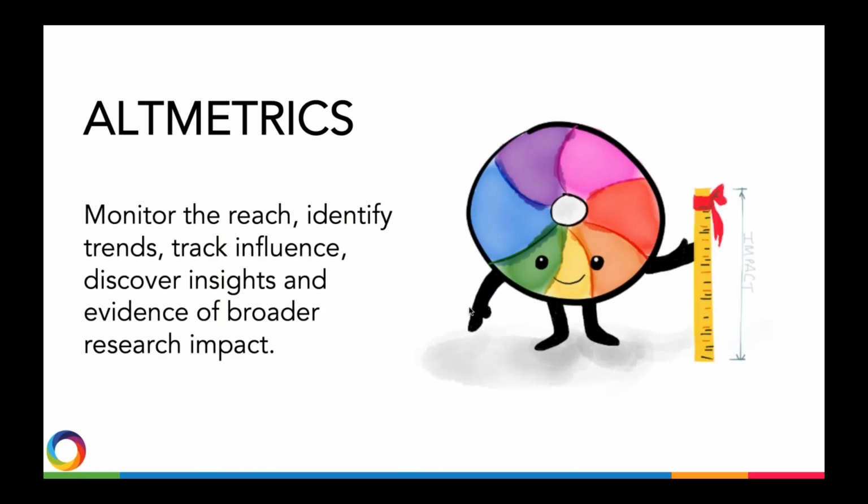And therefore, Altmetrics does look at that reach. It looks at these trends in which research is being uncovered and talked about, potentially also gathering a network of interested individuals outside academia, and they can then provide evidence for the broader research impact.